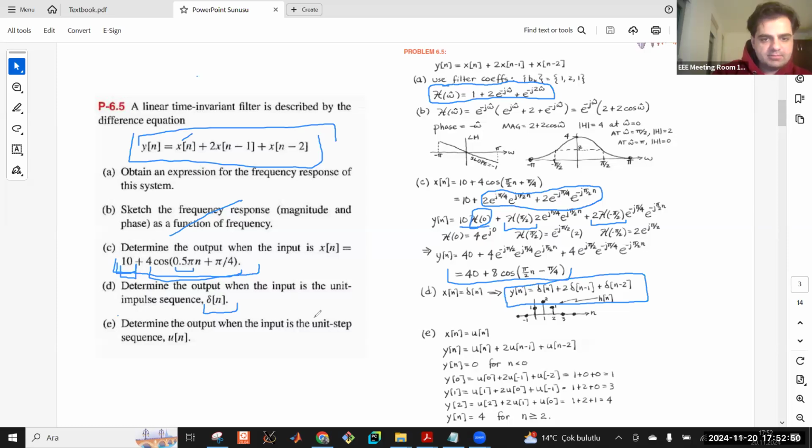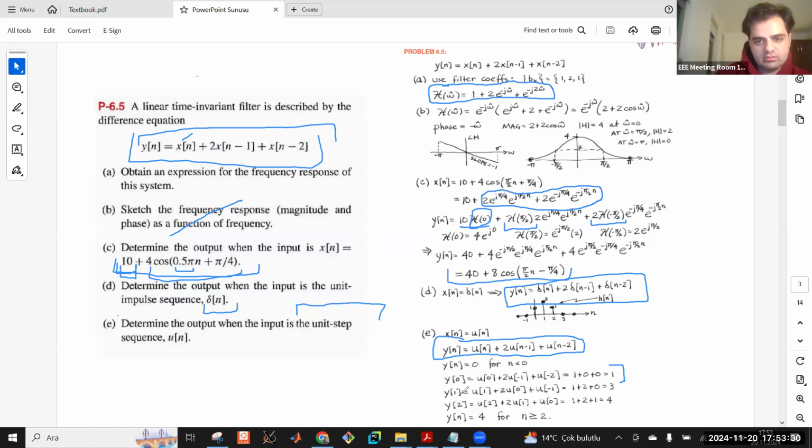In part E, this time the input signal is a unit step sequence. Again, for this input type, we will use difference equation. When we use difference equation, this will be our output. Here we see that when n is less than 0, output is 0. When n is equal to 0, output is 1.